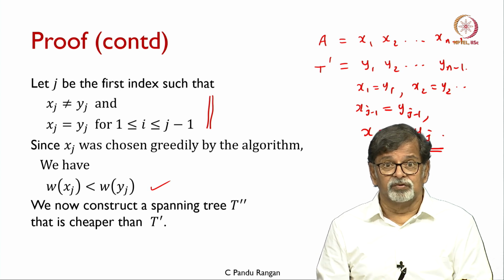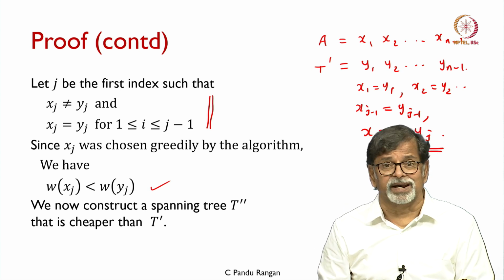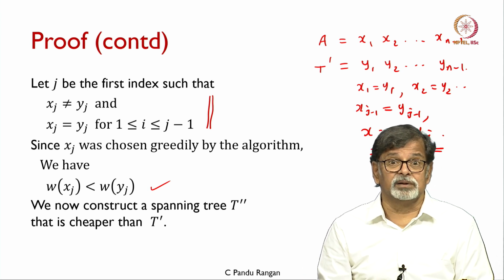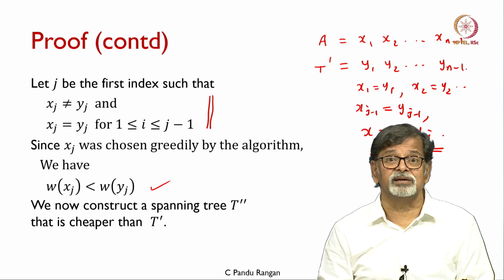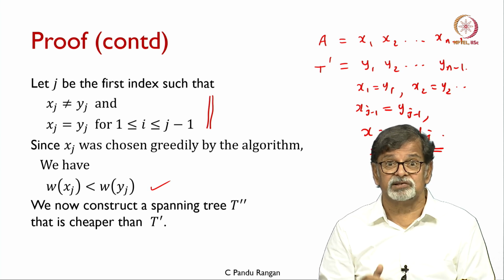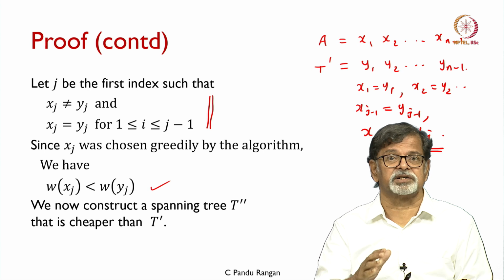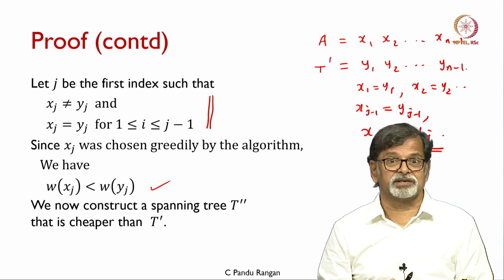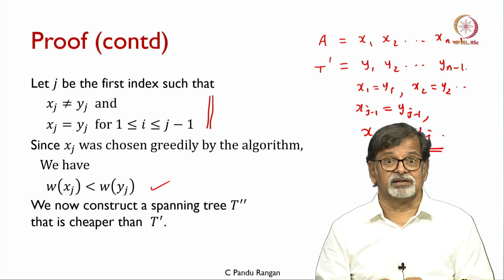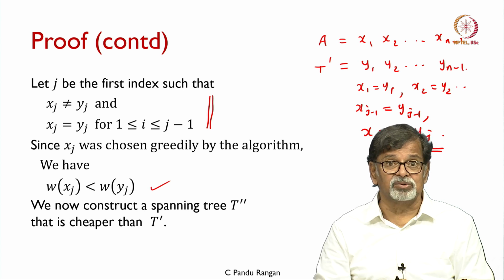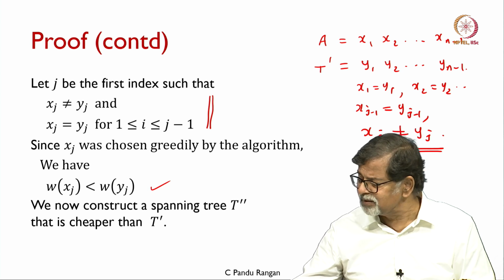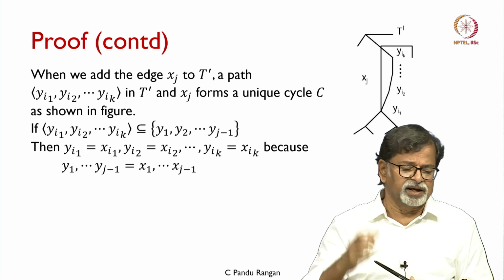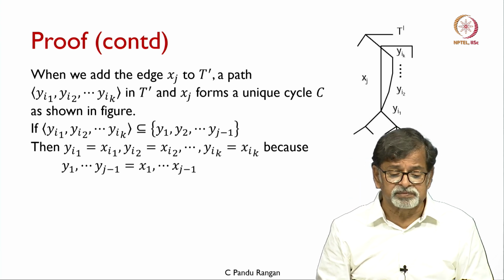Now, in order to force a contradiction, we are going to construct a spanning tree T double dash that is going to be cheaper than T dash. Note that T dash is a minimum spanning tree. If I am able to construct something cheaper than that, that is a contradiction to the minimality of T dash. So, that will be a contradiction. Therefore, if I demonstrate this construction, it leads to a contradiction. We will recap that again. First, let us construct the T double dash in the following way.